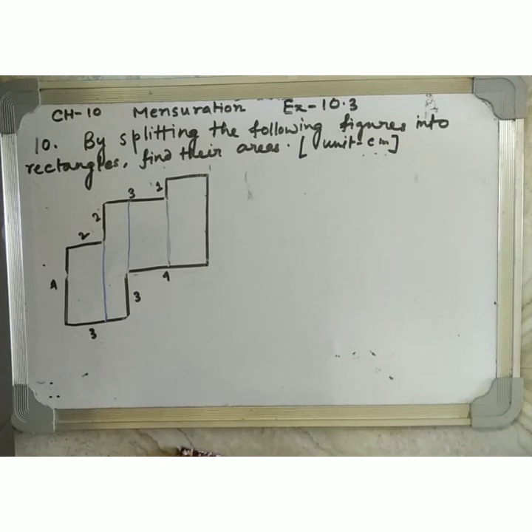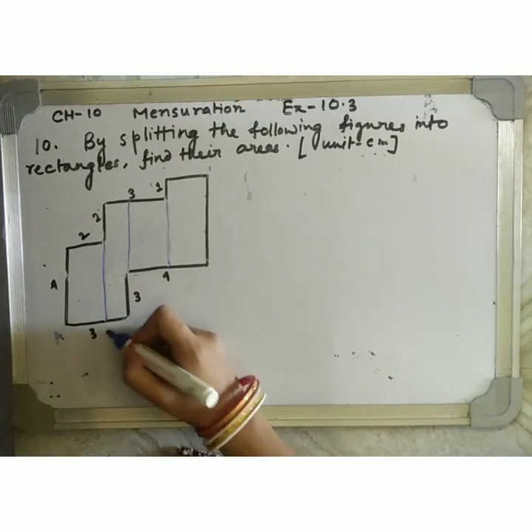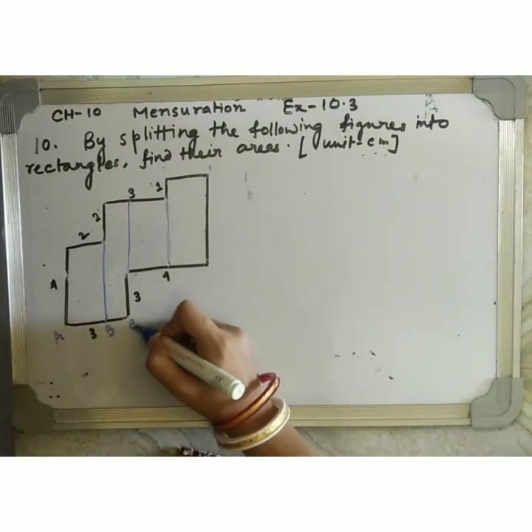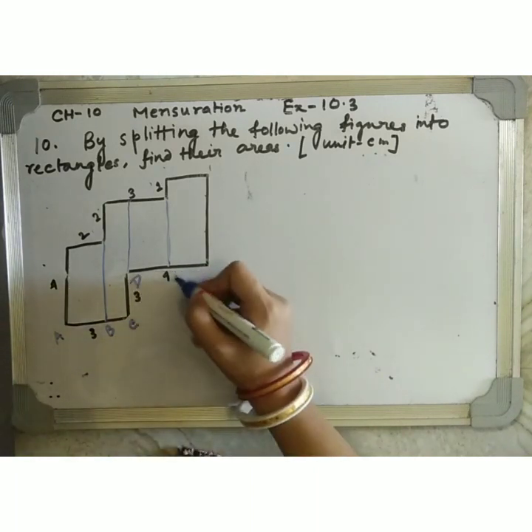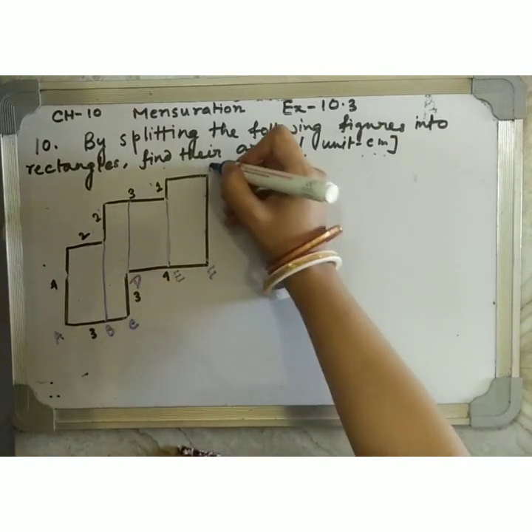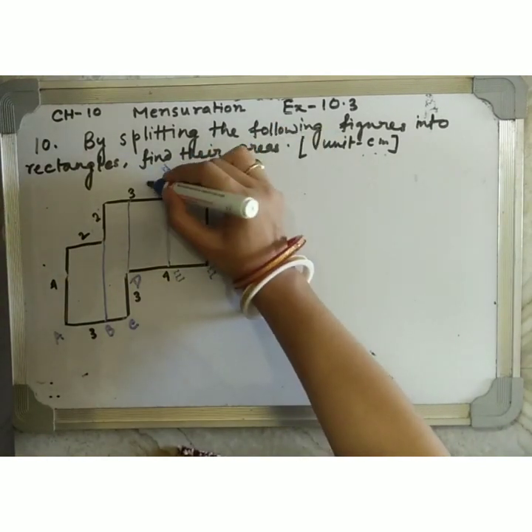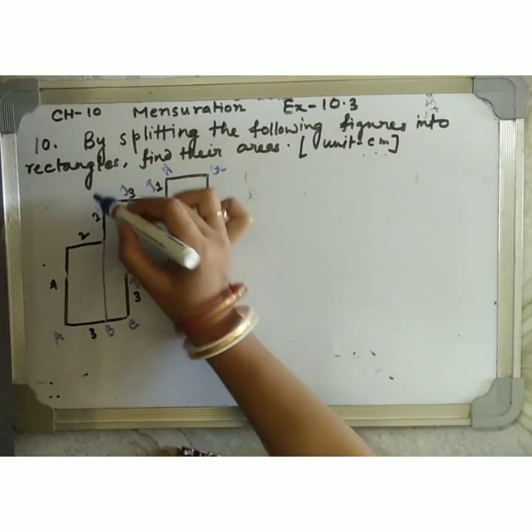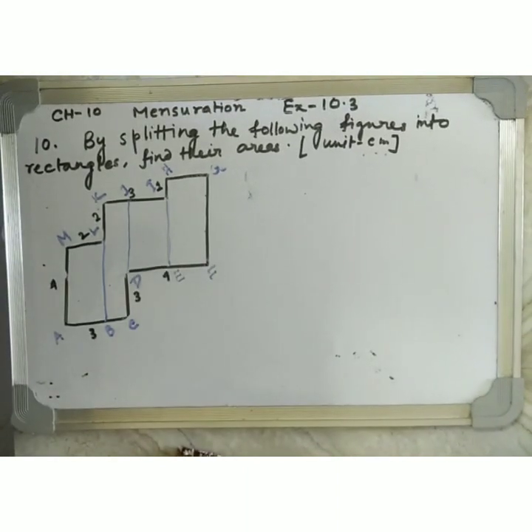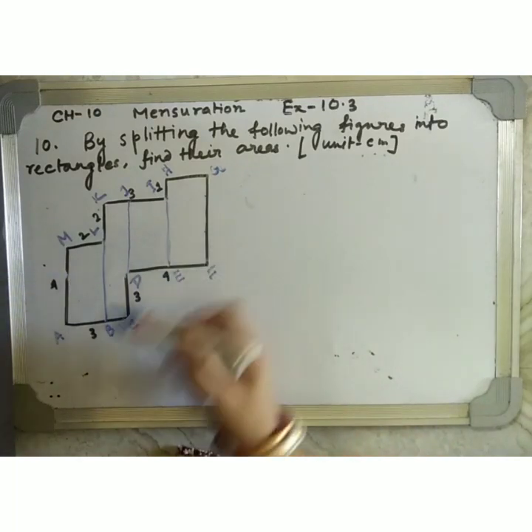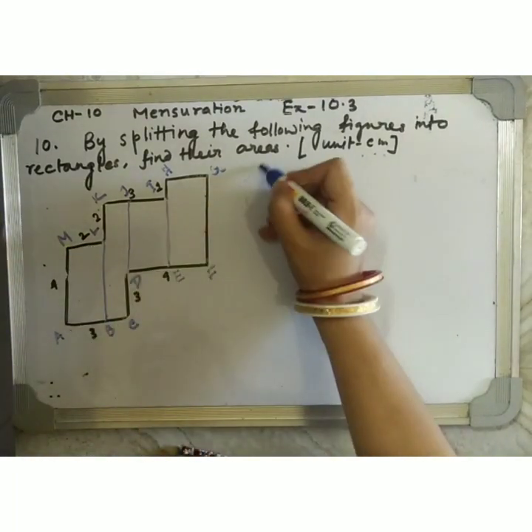Okay, now as I told, if it is becoming a little bit tough for you to find the area of any figure, then we just give names to each and every point of that given figure. See, I am doing A, B, C, D. This point is E, F, G, H, I, J, K, L, M. Okay, up to M I have marked, and I have got 4 rectangles.